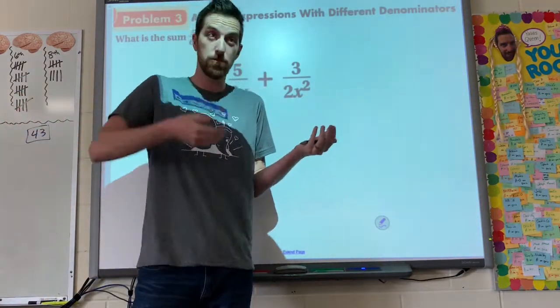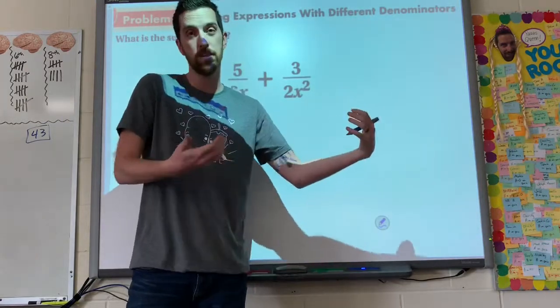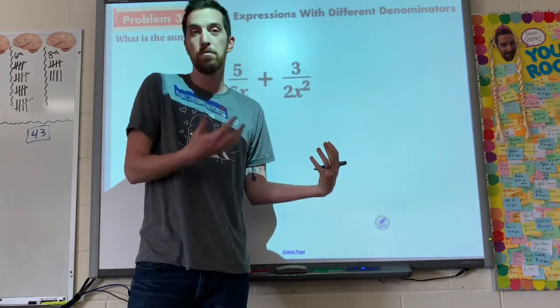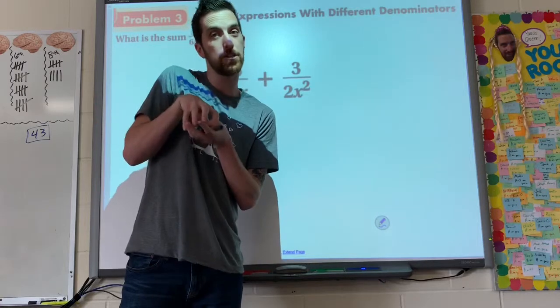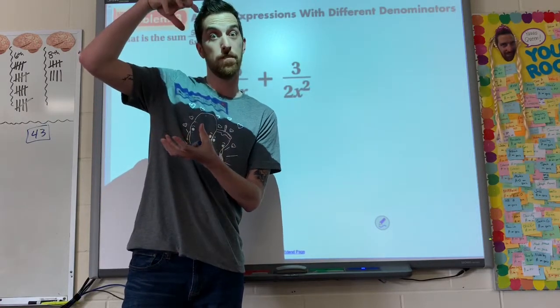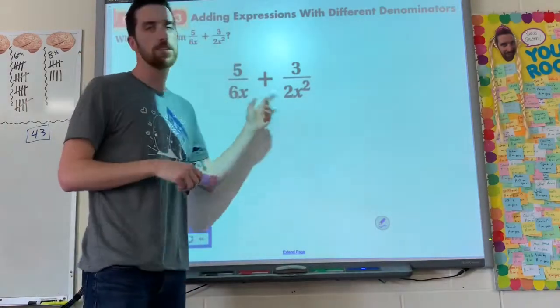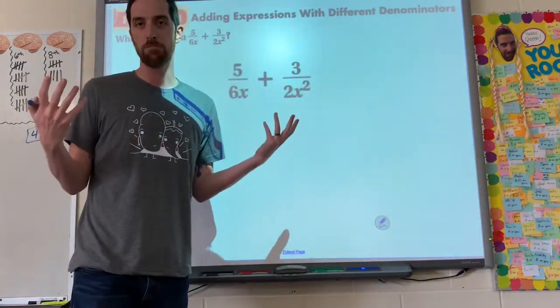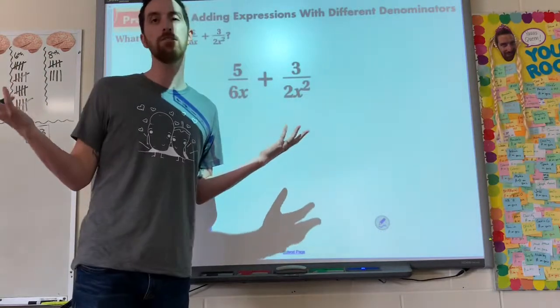Just like if you were doing 1/4 plus 1/3, you can get them both to the same number, but if you multiply one part of the fraction, you also have to multiply the other part of the fraction. So think of 6 and 2. What can they both go into? Sure, they can go into 12.